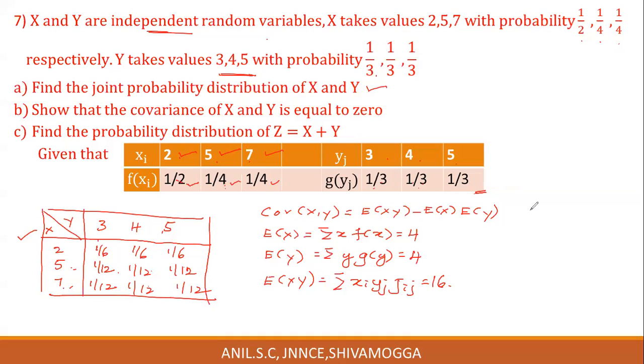Now substitute here. Covariance of XY is equal to expectation of XY, which is 16, minus that of X, which is 4, and Y, which is 4. Clearly this is 16 minus 16, 0. That's what we require. Show that the covariance of X and Y is equal to 0. So make a note of this. And then we take up the third case.